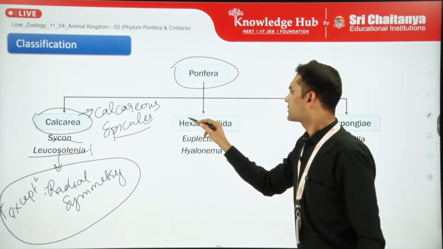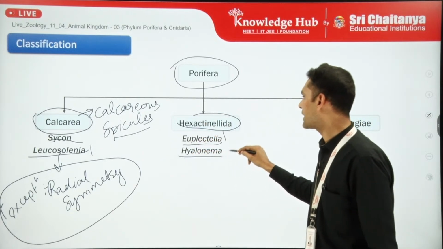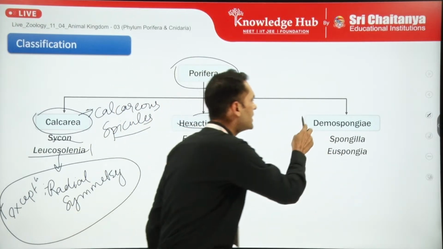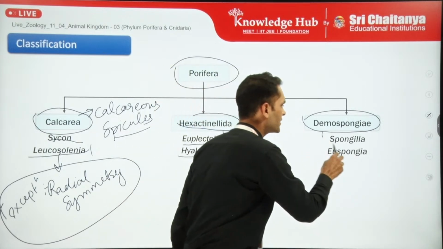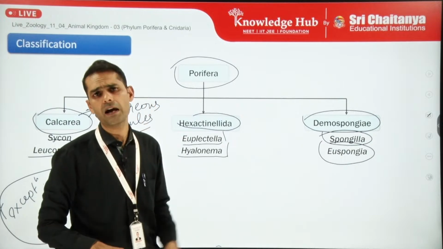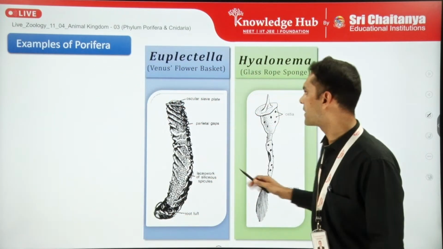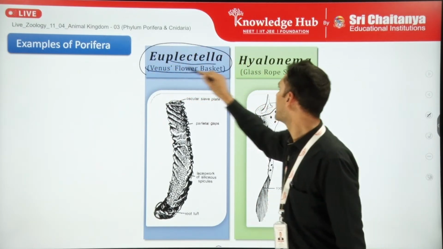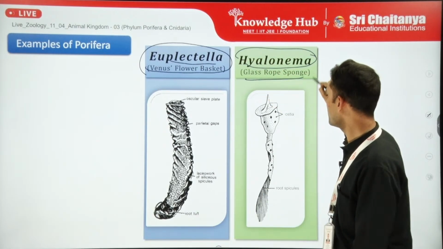Next, Hexactinellida, which has siliceous spicules, with Euplectella and Hyalonema. The diagram I am going to show you soon. Demospongiae includes Spongilla, which is again the freshwater sponge, and Euspongia, the bath sponge. Now as you can see in the two diagrams, Euplectella is also called Venus flower basket, and Hyalonema is also called glass rope sponge.